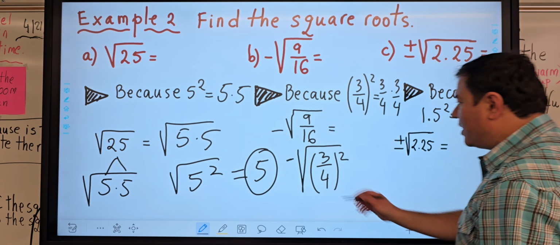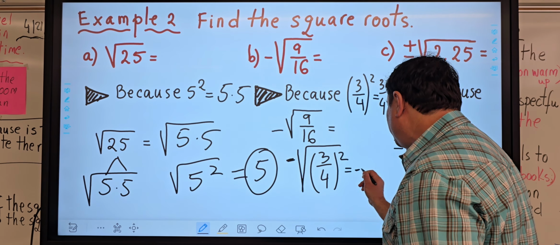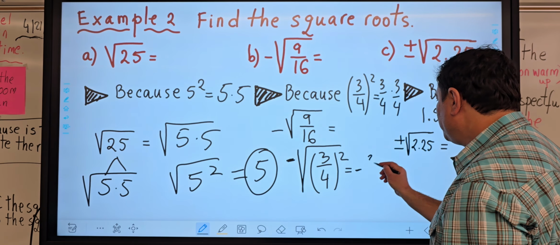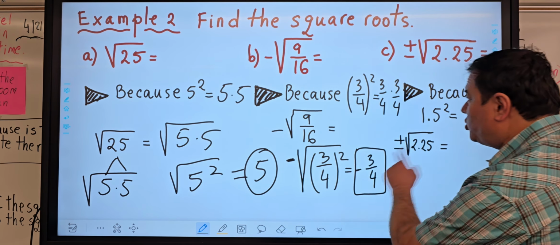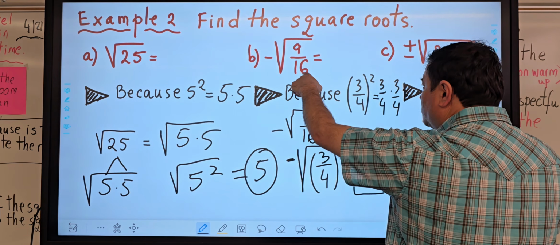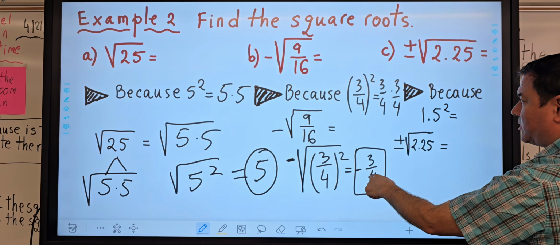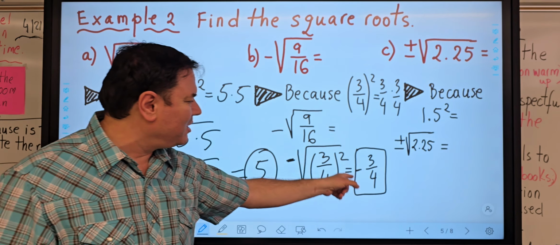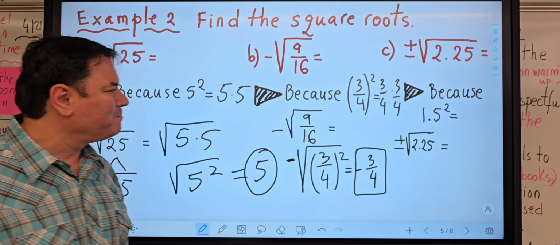That's what we get. But remember, we have the negative outside. The final answer is going to be negative 3 over 4. But make sure it's negative, because the square root of 9 is 3, the square root of 4 is 4, and we still have the negative that's going to stay outside of the square root, so outside of the fraction. So the final answer is negative 3 over 4.